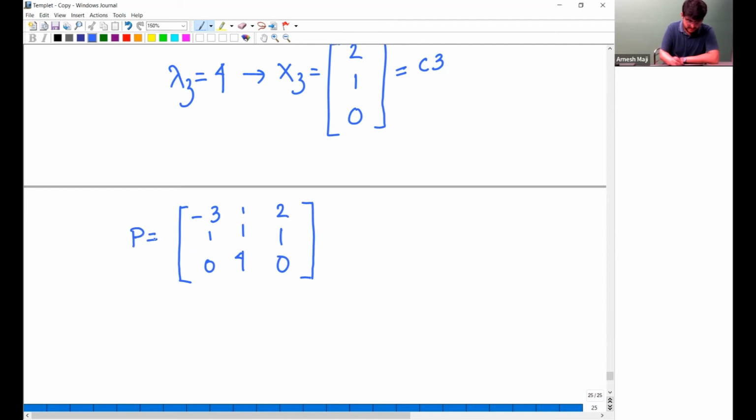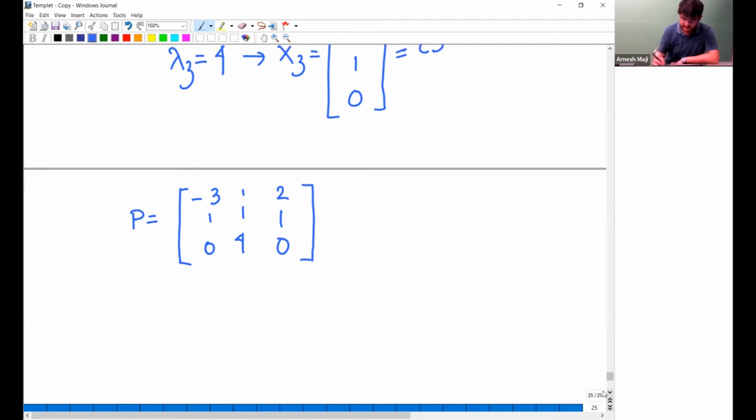This will be the matrix P. Now we have to find the inverse of this matrix. In the last lecture, I demonstrated how to find the inverse. You can find the inverse of a matrix in many different ways, and you can choose any one of them. I have done this here. I'm not showing how to do it, but this will be the inverse of the given matrix.